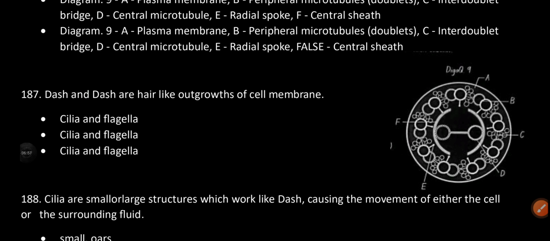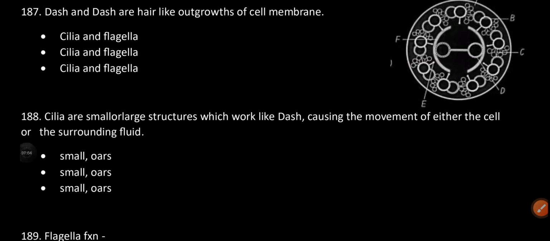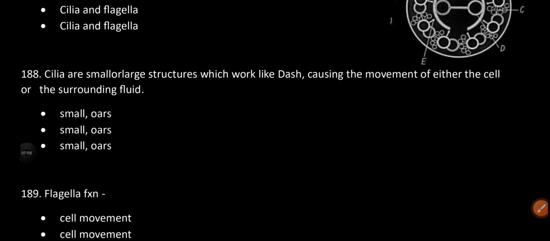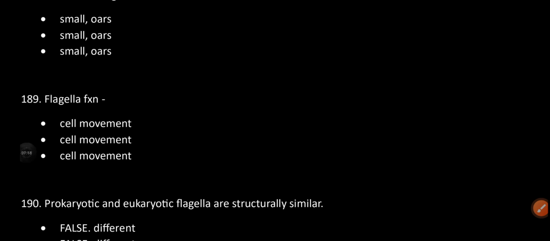Dash and dash are hair-like outgrowths of cell membrane. Cilia and flagella. Cilia are small structures which work like dash, causing the movements of either the cell or the surrounding fluid. Small oar-like structure. Flagella function: cell movement.